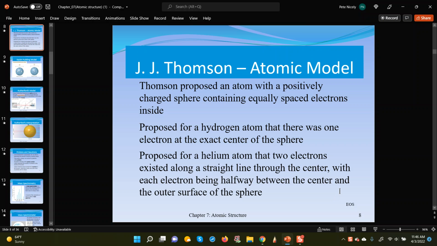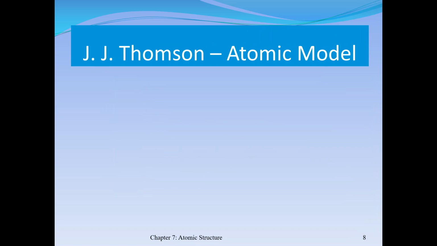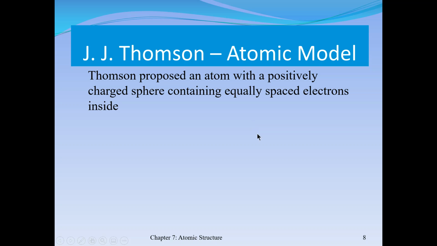So now we're going to get into some further discussions about how the electrons are arranged in the atom. J.J. Thomson, the same person who devised the method of determining the mass-to-charge ratio, came up with a model for the atom. According to his model, the atom consists of electrons equally spaced within a positively charged sphere. So the electrons will be spaced equally inside that particular sphere.